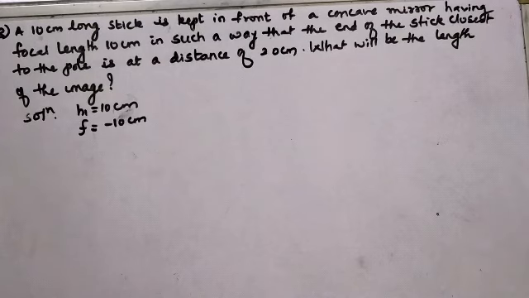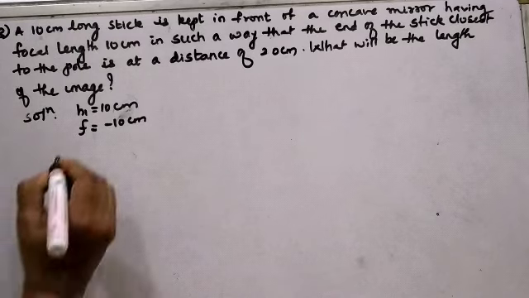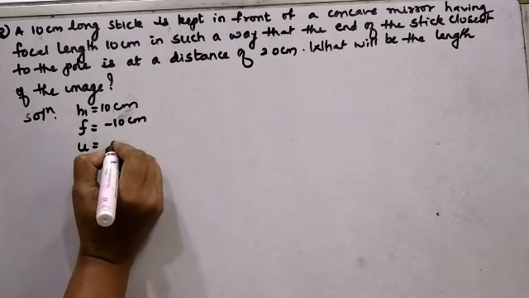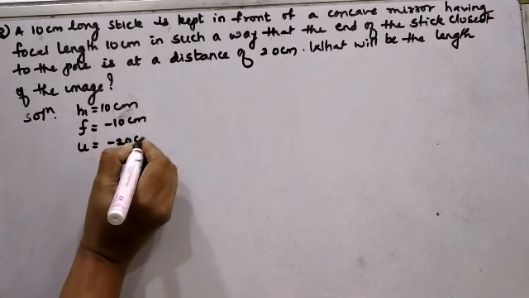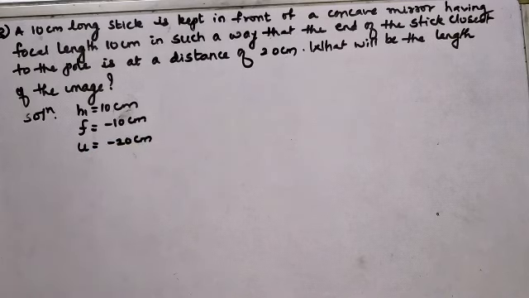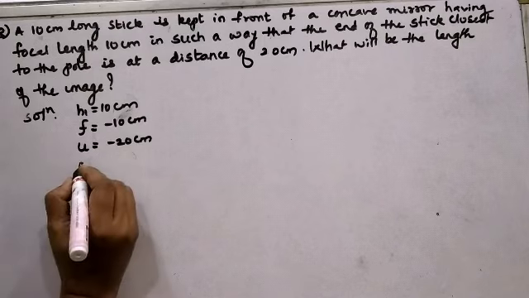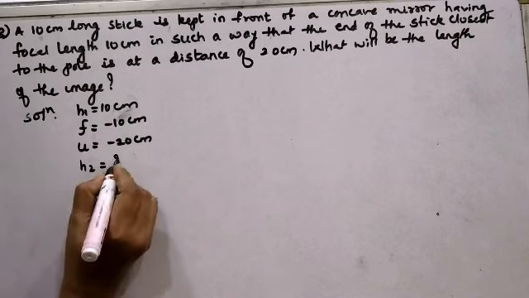And the stick is kept in such a way that the end of the stick closest to the pole is at a distance of 20 centimeters. That means object distance u is equal to minus 20 centimeters. Object distance is always negative. We have to find out what will be the length of the image. That is, we have to find out the height of the image. That is, we have to find out H2.